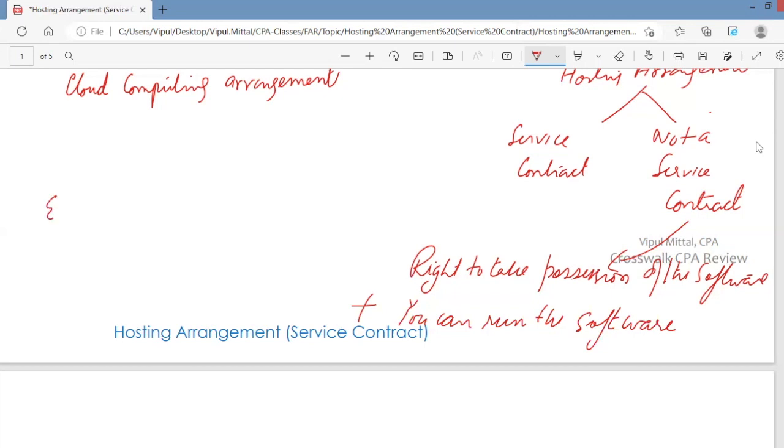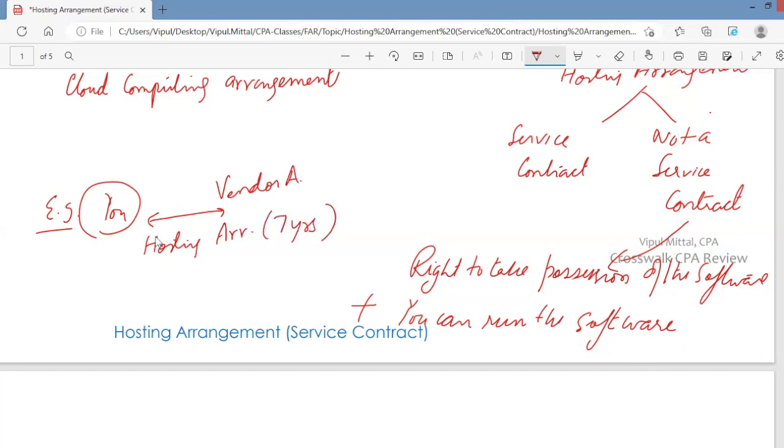For example, you get into a hosting arrangement with vendor A, and under the arrangement, you have the right to take possession of the software. You currently do not have possession, but you have the right to access. So you access and use the software, but you do not have it right now. But you have the right to take possession at any time during the hosting period. The hosting period is 7 years, so you can take possession anytime during that period.